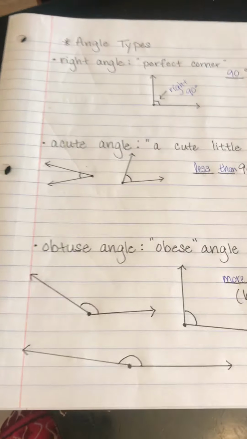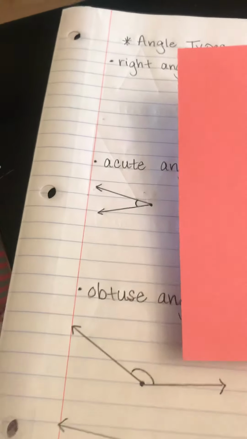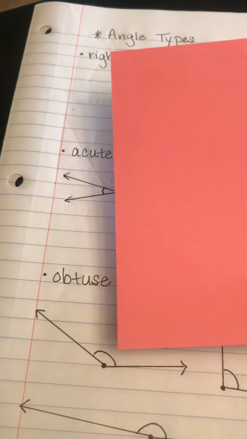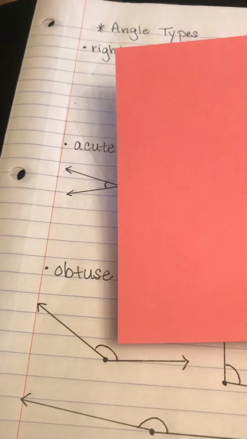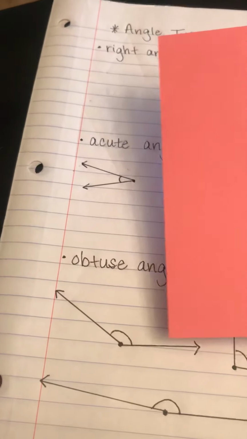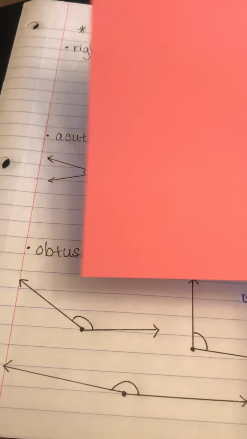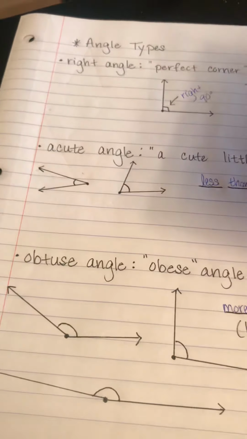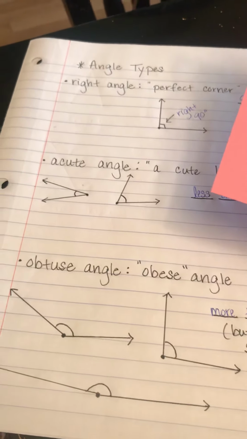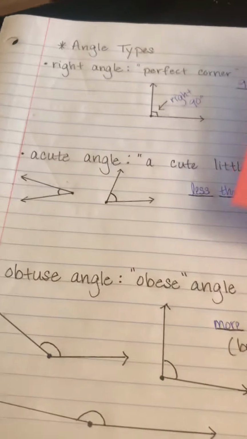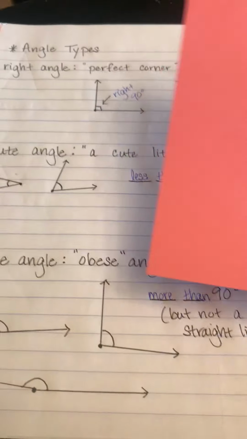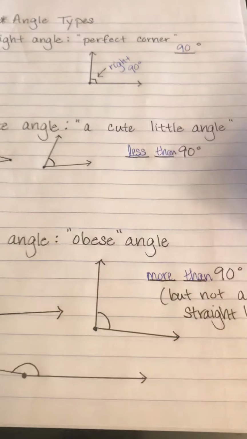So take a look. You can see, so here's my perfect right angle on my pink card here. You can see this is bigger than that, okay? So that would be obtuse. It's not a straight line, so that means it's obtuse or an obese angle. He's a little chubby. This one right here, look at him. He looks like he's pretty close to a right angle.